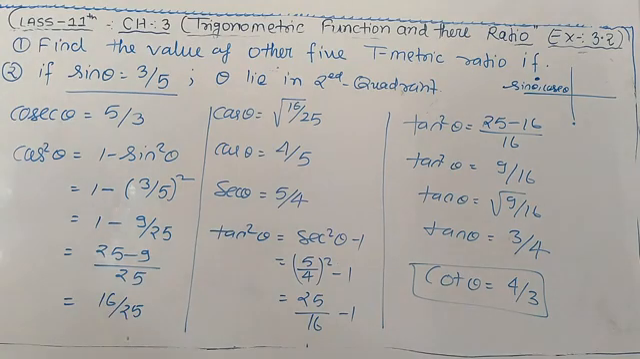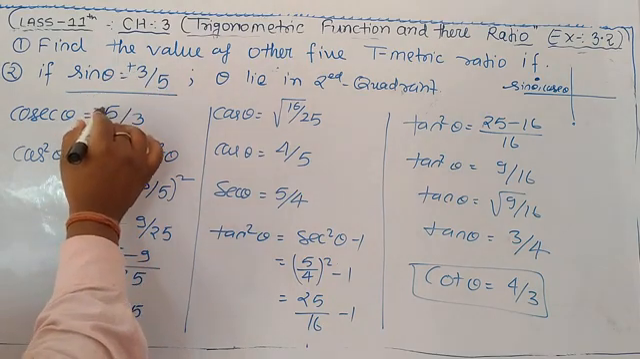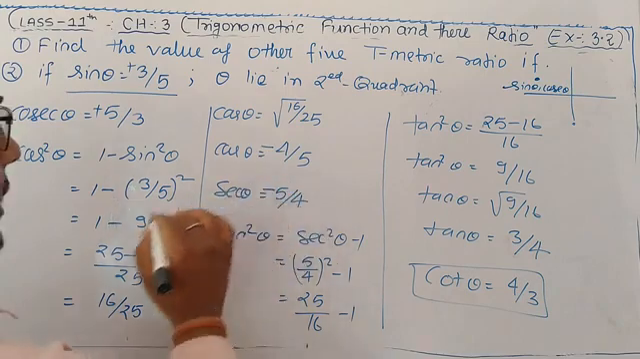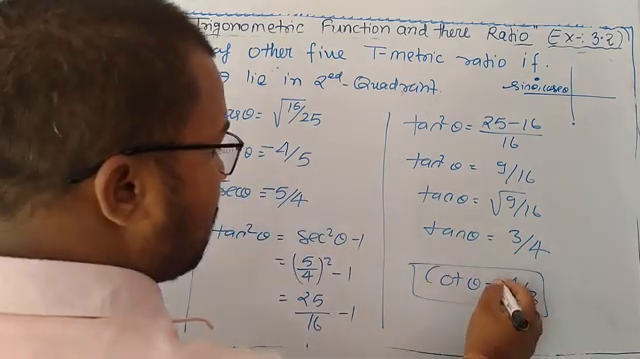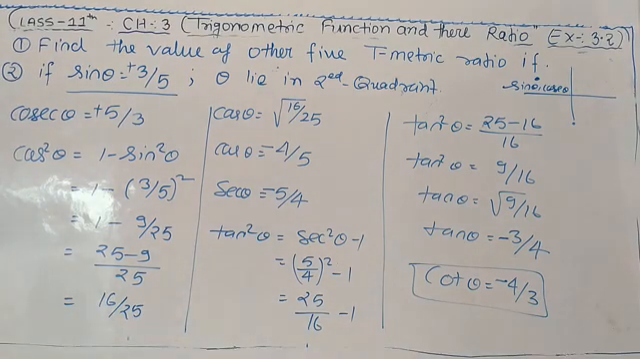Very very important in this question, theta lies in the second quadrant. Sine and cosec positive, sine positive and cosec positive. Other negative: cos negative, sec negative, cot negative, tan theta negative. Write them student.